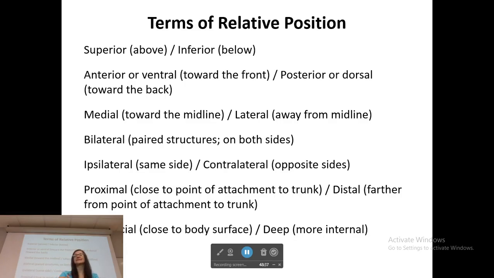So what I'm saying is the elbow is closer to my shoulder, to this attachment, than my hand is, right? So the hand is further away from this attachment. So the elbow is proximal to the hand, right? It's closer up here than the hand is. The hand is distal to the elbow. The hand is further from this attachment than my elbow is.